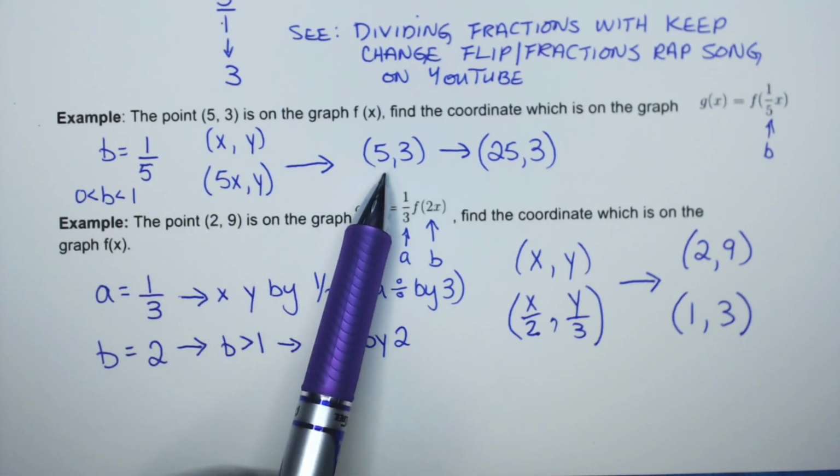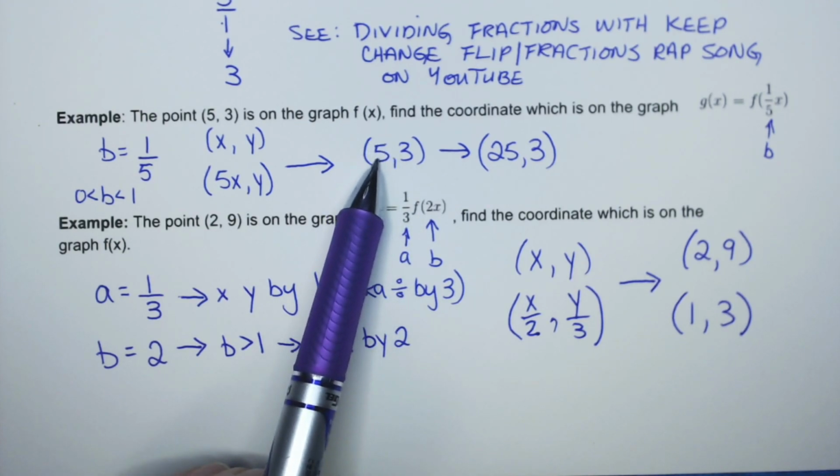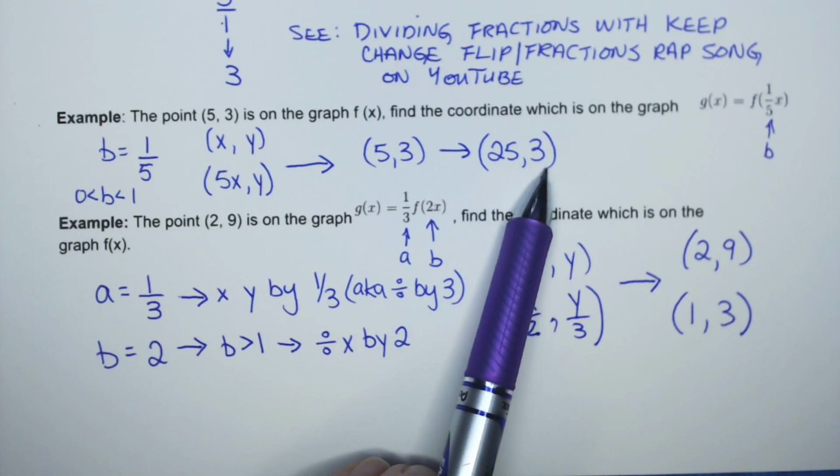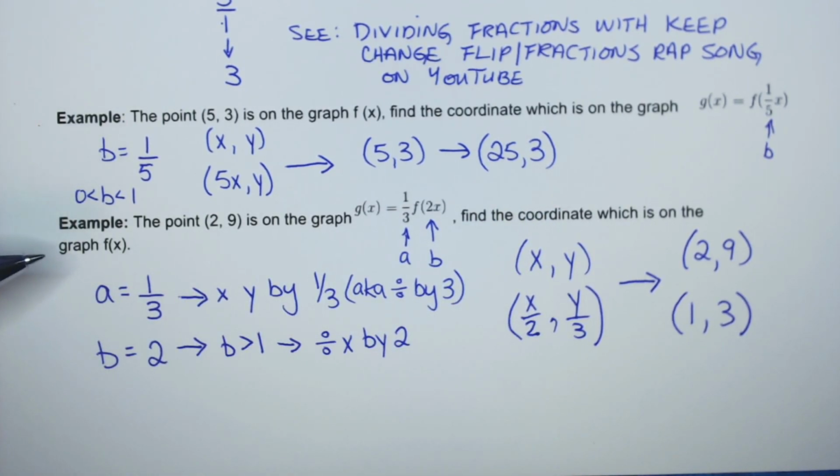So our original x, y coordinate is (5, 3). All we're doing is multiplying the x's by 5 to give us (25, 3). That's our new x, y coordinate. The second example that's given here is showing both a horizontal and vertical reflection happening.